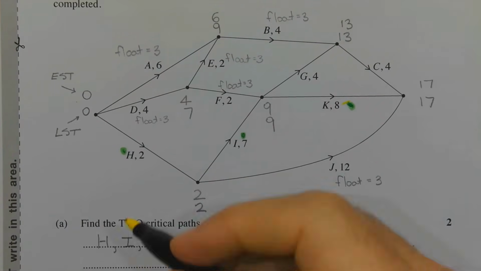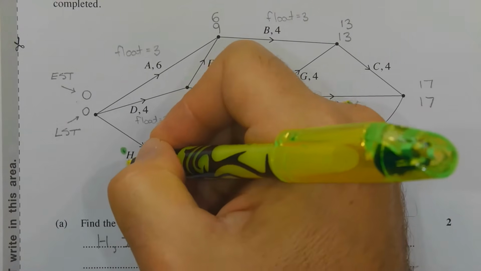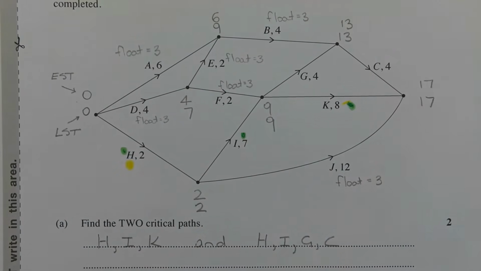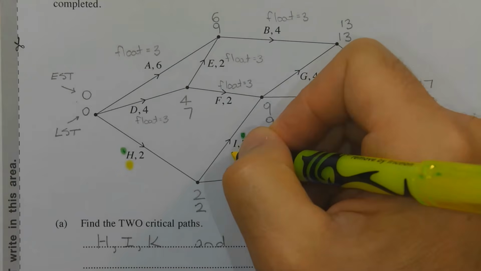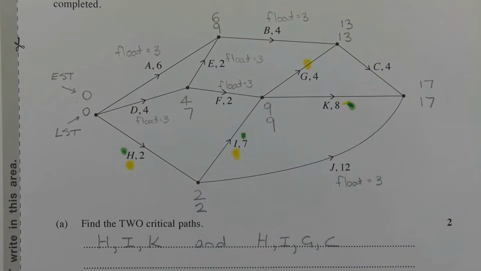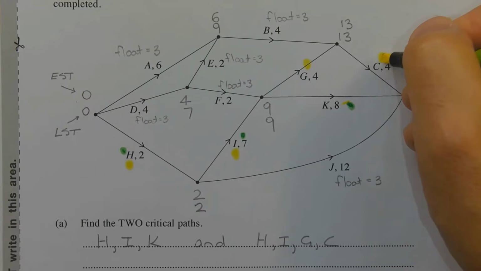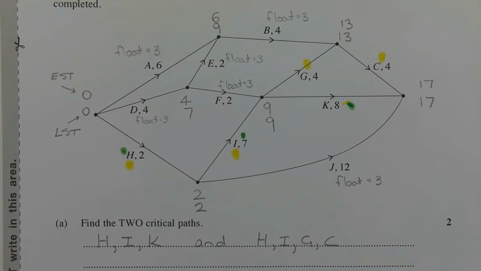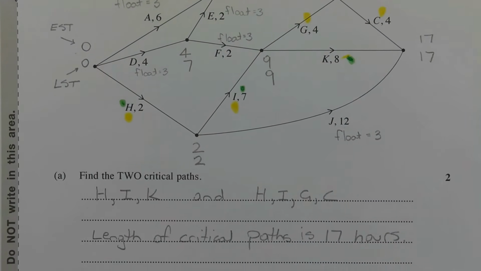And HIGC. So I'll try and use the yellow highlighter again, make that a little bit more prominent. So H, I, G, and C. And the length of both of those critical paths is 17 hours.